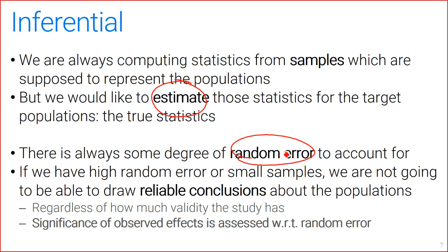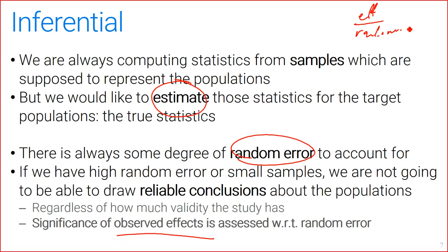And in the end, what we're going to see is that all the time, the significance of the effects we observe is going to be assessed with respect to the random error. And actually, we're going to see very nicely in some formulas, there's going to be something like the magnitude of the effect divided by the random error. Something like that is going to give us the significance of the effect we observe. Everything is about the random error.